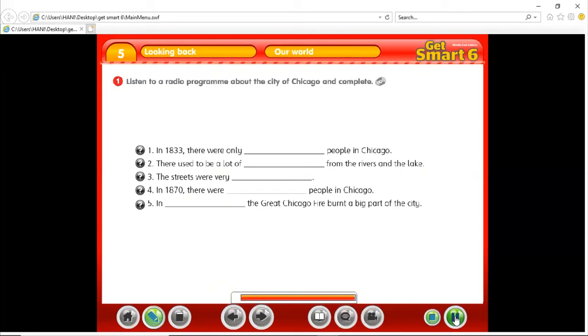18,000 buildings. Okay, I know it's a long listening. You may skip some of them. We're going to go slowly with it, inshallah.